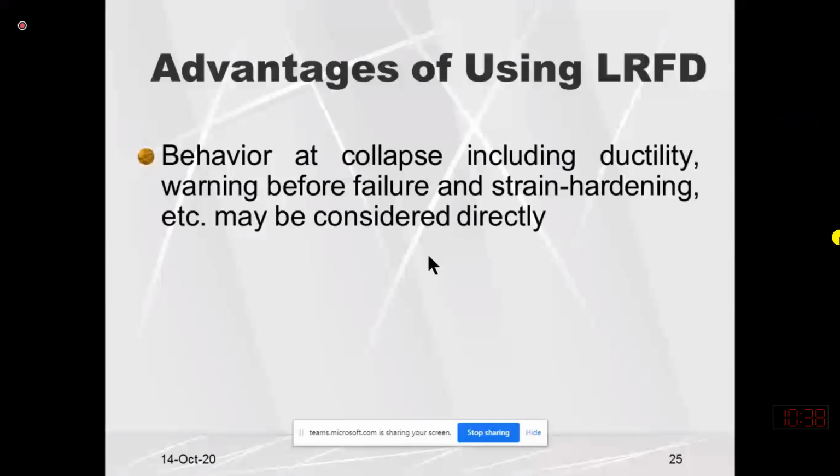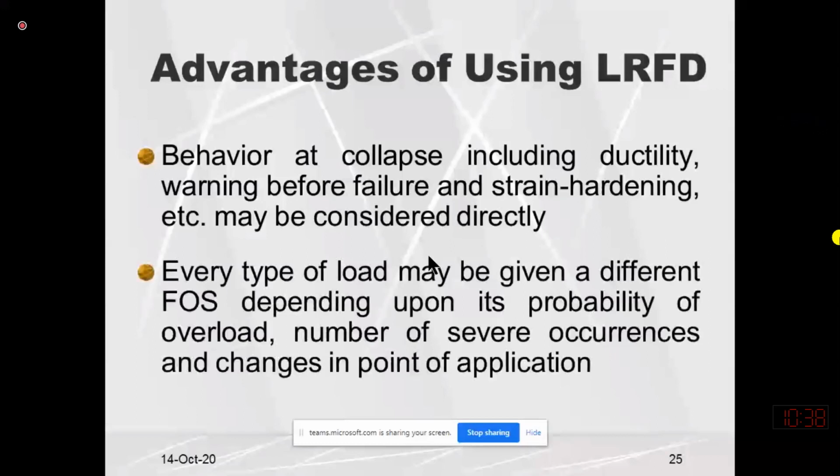So every type of load may be given a different factor of safety depending upon its probability of overload, number of severe occurrences, and chances in point of application. Just like I have explained, we are using a factor of safety of 1.2 with the dead load and 1.6 with the live load, which makes the design more realistic.